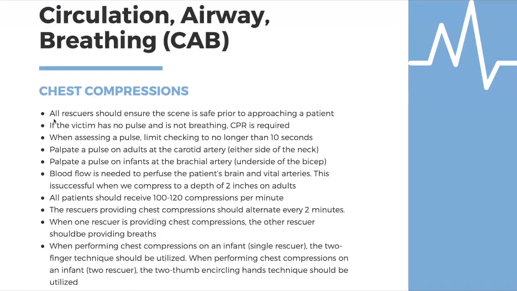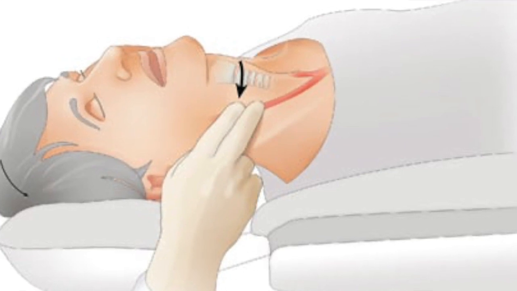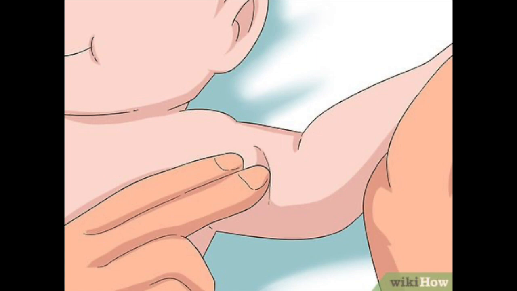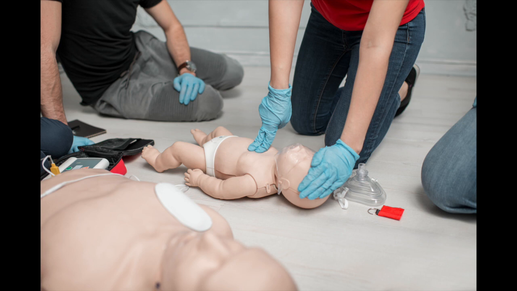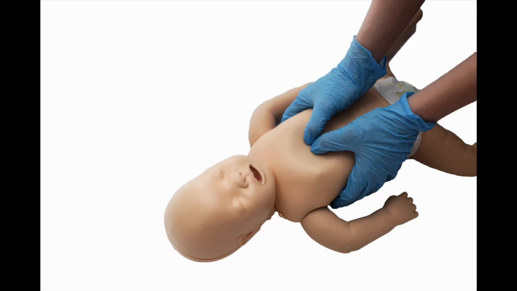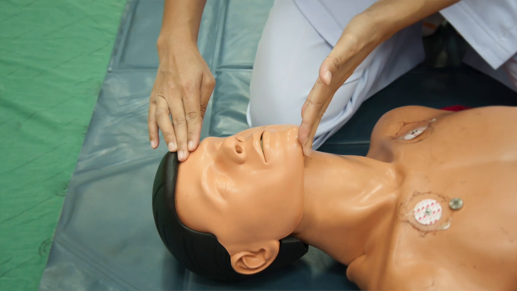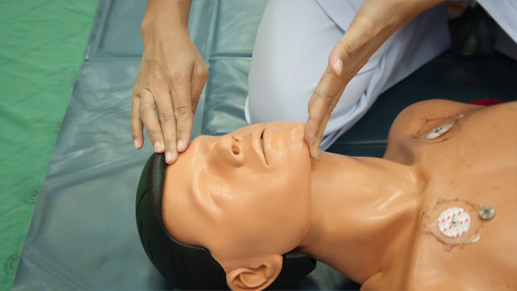When assessing a pulse, again, you want to check for no longer than 10 seconds. You want to palpate the carotid artery on adults, and the brachial artery on infants. When performing chest compressions on an infant with a single rescuer, you want to do the 2-finger technique. With 2 rescuers, you do the 2-thumb encircling hands technique. Once again, if there's no suspected neck injury, you can do the head tilt chin lift. If there is suspected neck injury, you're going to do the jaw thrust maneuver.